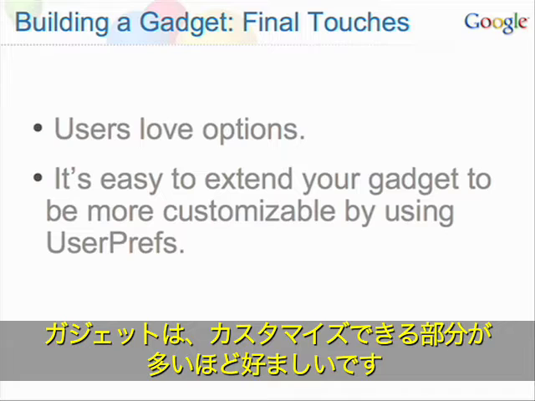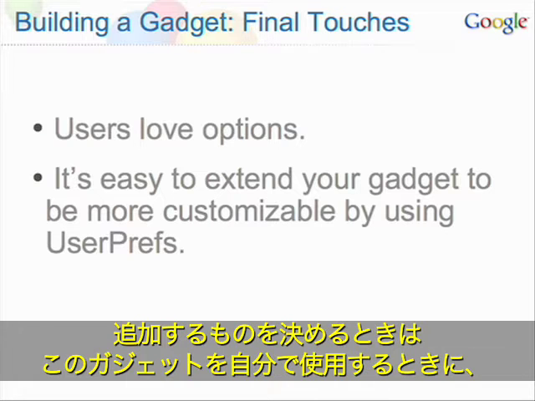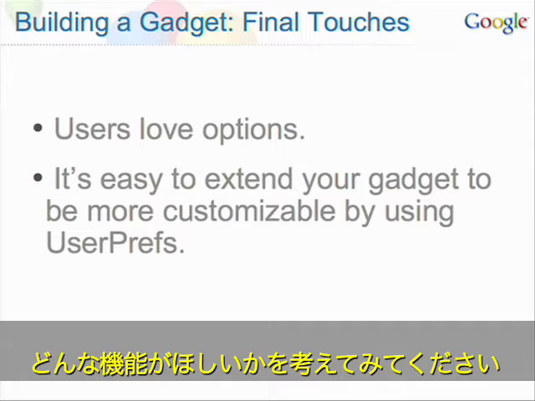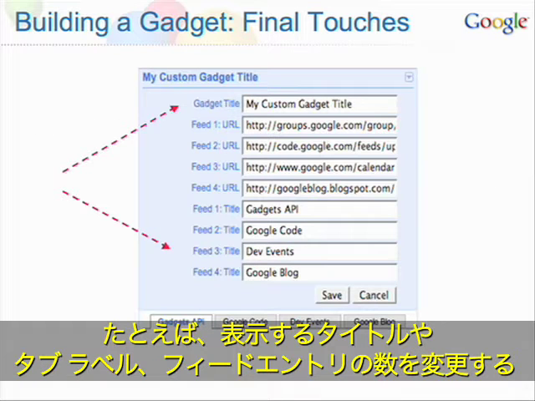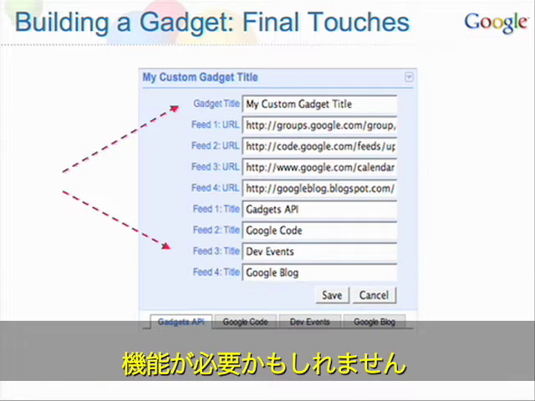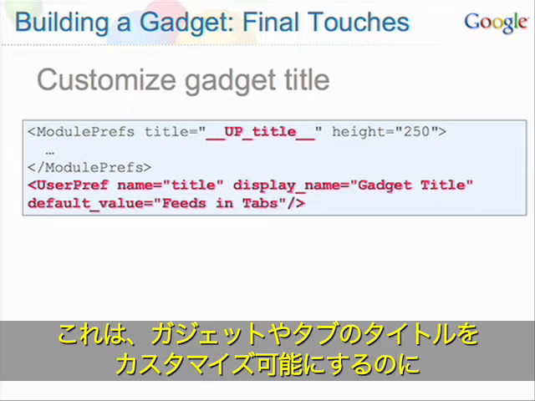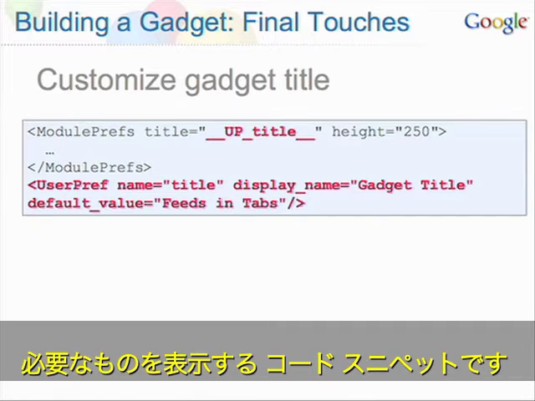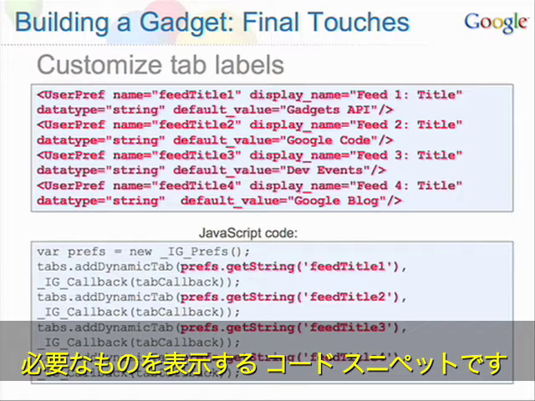The more customizable it is, the better. When deciding what to add, just keep in mind the features you would like to have if you were using this gadget. For instance, you might want the ability to change the titles, tab labels, and number of feed entries to display. Here are a few code snippets that show what's required to make the gadget title and tab titles customizable.